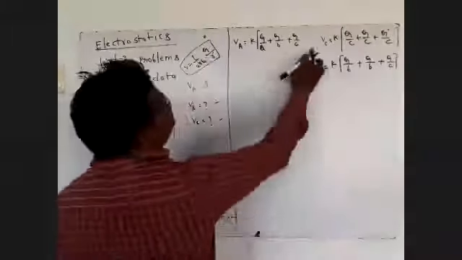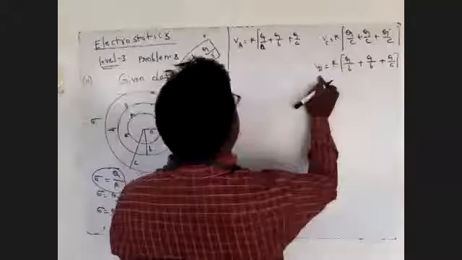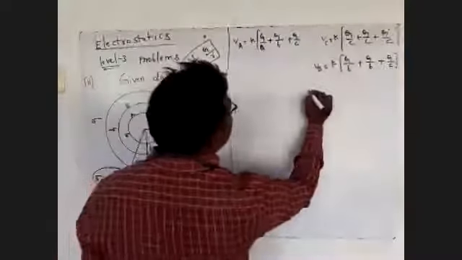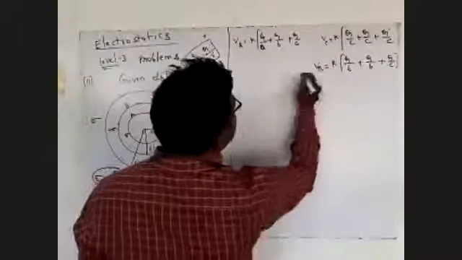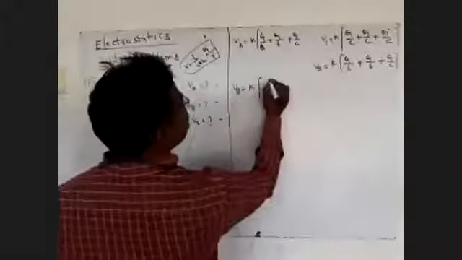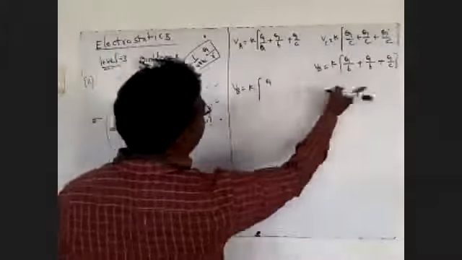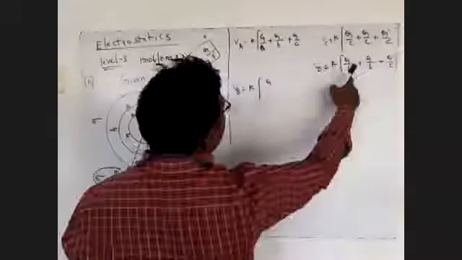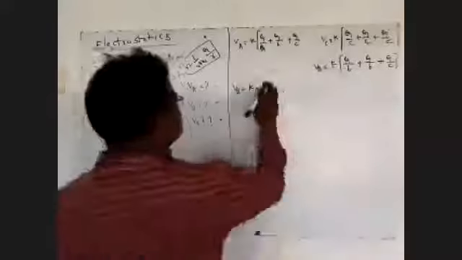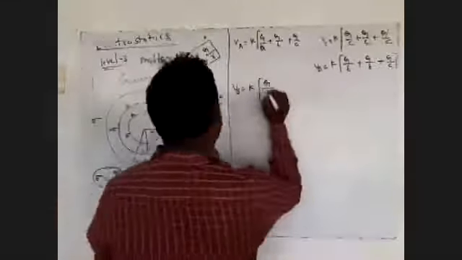Okay, this is VA, VC, VB. So let's find out the VA value. First I'm going to find out VB. So VB is equal to K into Q by B plus Q by B plus Q by B plus Q by C. What is Q here?